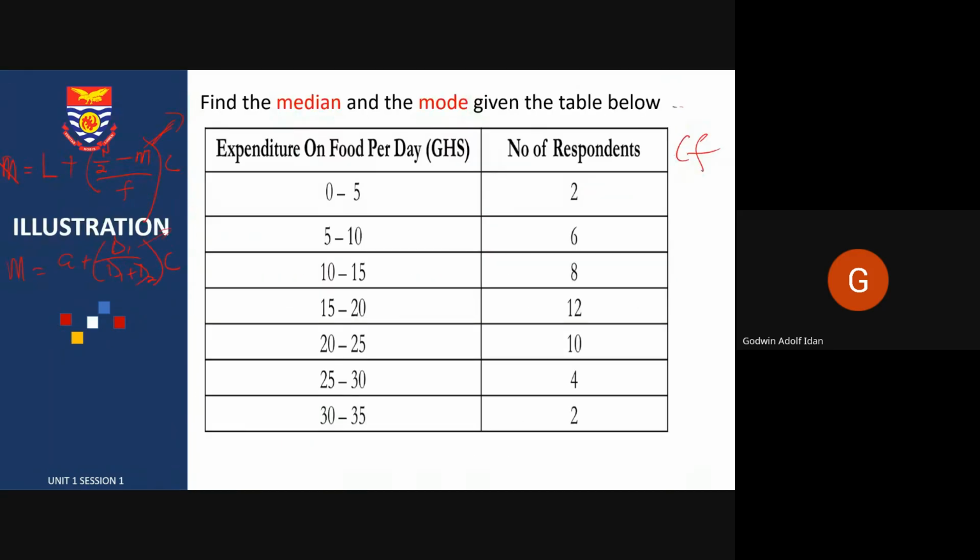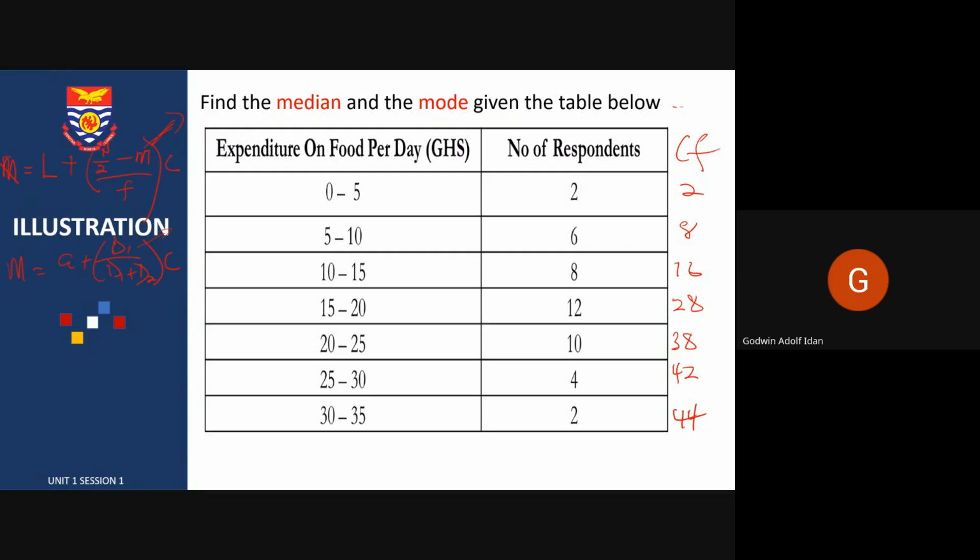And how do we compute the cumulative frequency? We get it by adding our frequencies. So we have 2, and then we add 6 to the 2 to get 8. Add 8 to the 8 to get 16. We add 12 to the 16 to get 28. Plus 10, 38. Plus 4 becomes 42. And finally, we get 44. So that is our cumulative frequency.